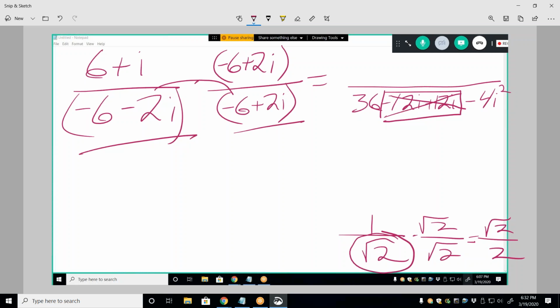So it's 36 plus 4, which is 40. That's a real number. That's what we're looking for. So we have a real number as a denominator now. Now we just have to figure out what the numerator is. The numerator requires foiling again. Go ahead.